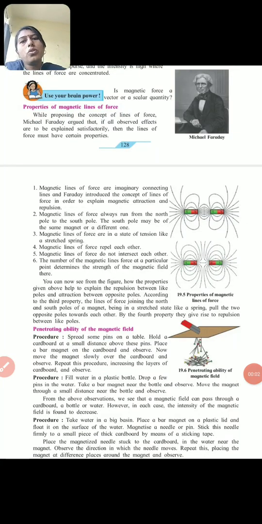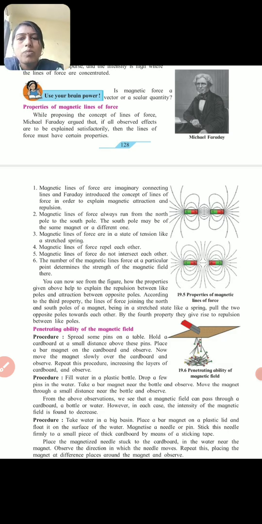Good morning, children. Today we are going to see the next part in the properties of the magnetic field. The next part is the properties of magnetic lines of force. These are imaginary lines, explained by Michael Faraday, who gave a satisfactory explanation for it. We will discuss the properties one by one.